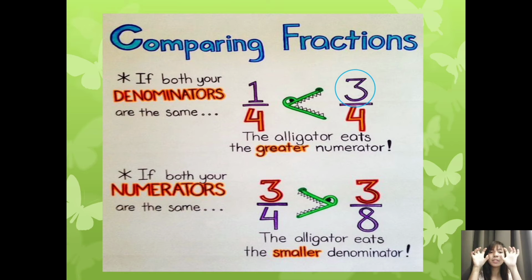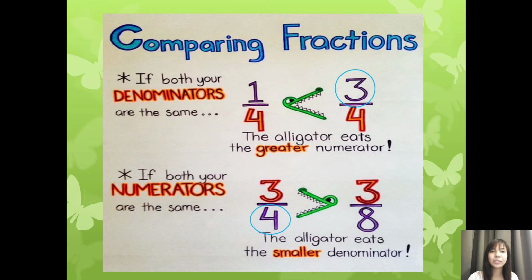If the fractions have the same numerator, which is 3 in the example, and the denominators 4 and 8, the smaller the number, the greater the value of the fraction. Understand? Which means it has a bigger value. So 3 over 4, or 3 fourths, is greater than 3 over 8, or 3 eighths.